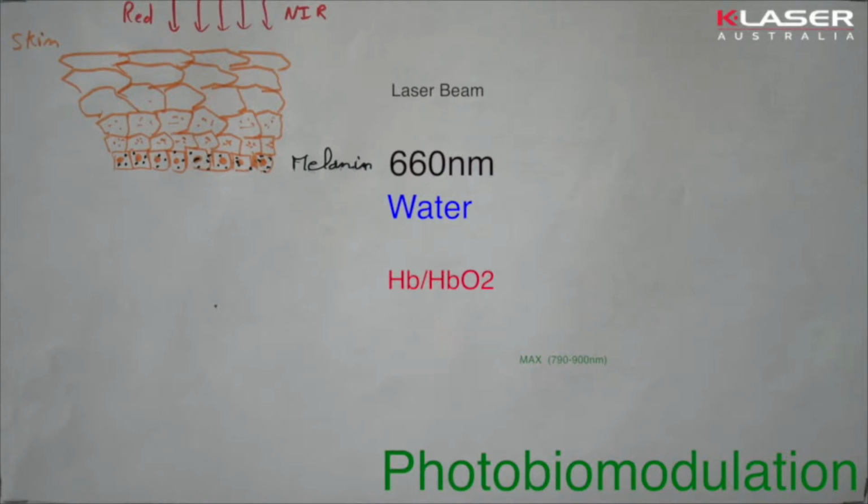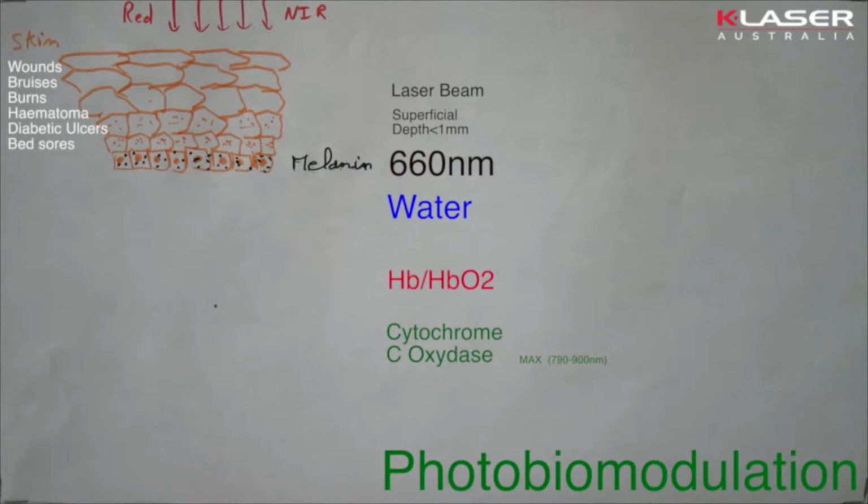In the near-infrared spectrum, melanin depth of penetration remains very superficial, 1/4 to 3/4 of a millimeter. So it means that the 660 nanometers is a wavelength with really good results for skin superficial injuries, such as wounds, bruises, burns, hematoma, diabetic ulcers, bed sores, and others.